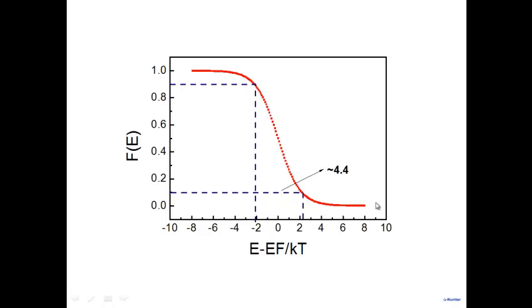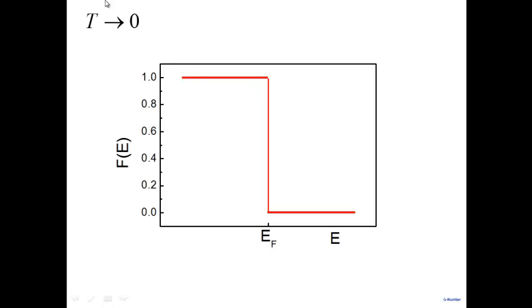So now you can imagine, suppose I start going to lower and lower temperature. What happens to the function? This transition region is 4.4 kT. So as T starts going towards 0, this function becomes abrupt here. When I go to T to 0, my Fermi-Dirac function becomes like this here. Which means all states below EF are occupied.